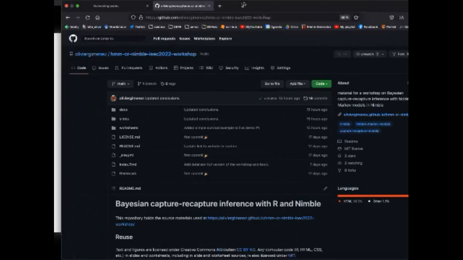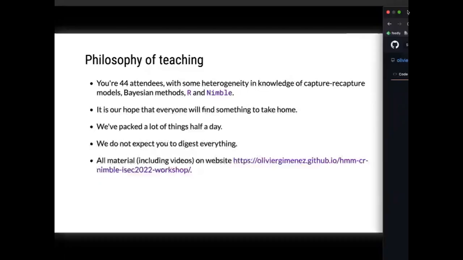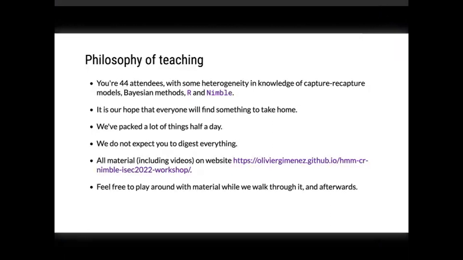Okay, so back to the slides. Let me get rid of that. During the sessions, feel free to play around with the material and to run some code and whatever you feel like you need to do.